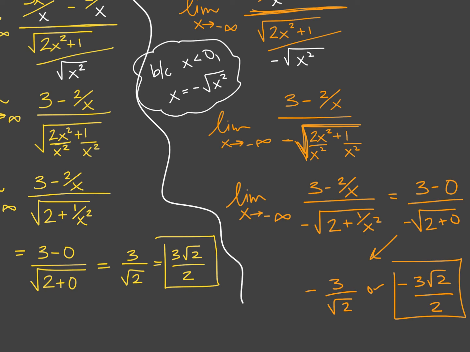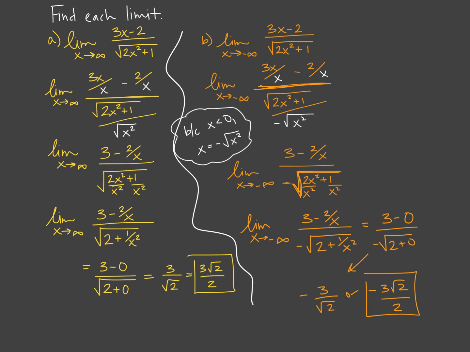This type of function actually has two horizontal asymptotes. The horizontal asymptote on the right side of our function is 3 root 2 over 2. This is our right end behavior. Then the limit as x approaches negative infinity, our left end behavior is negative 3 root 2 over 2.